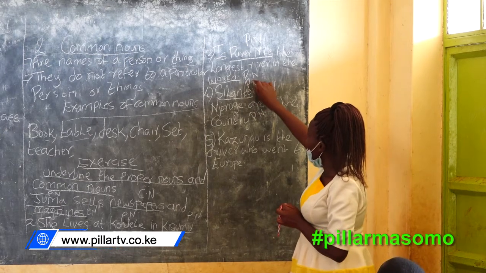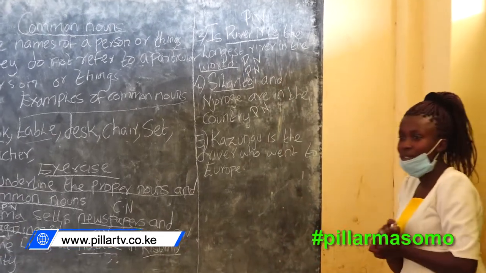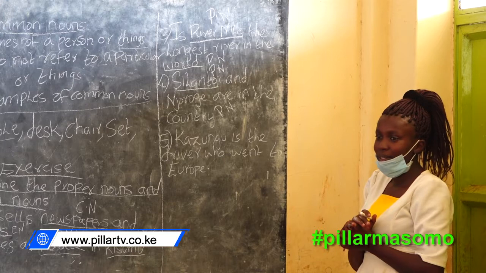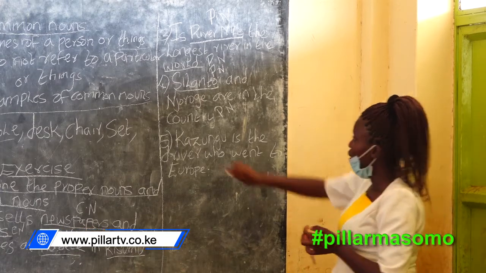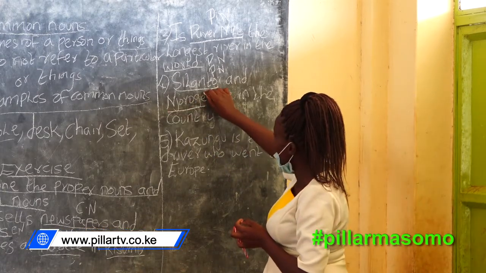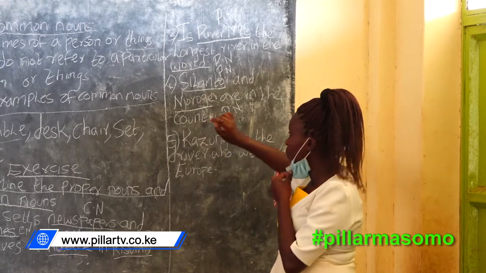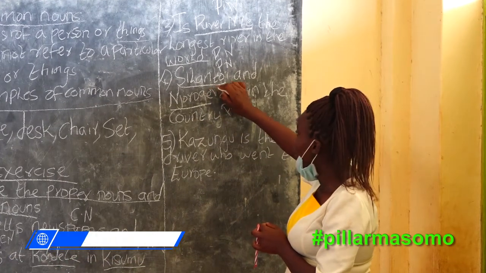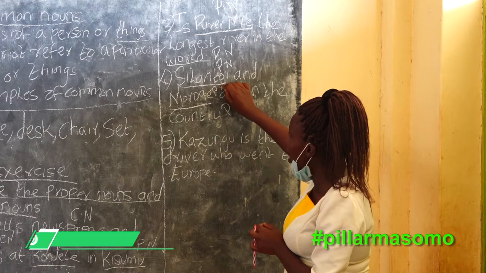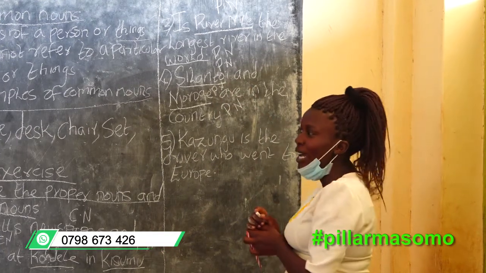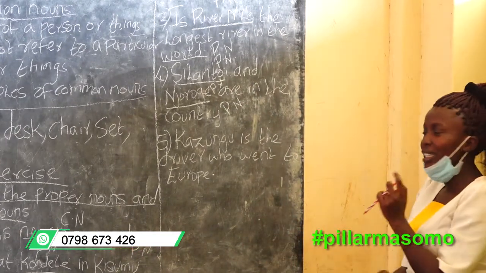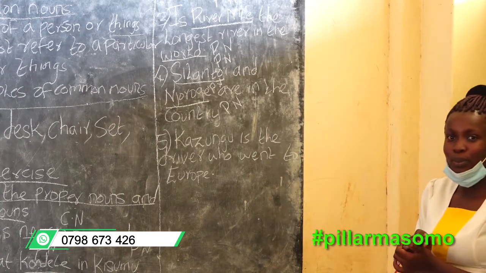Okay? Yes. We have another. Which one, Joy? Joroge. Joroge is a? Pronoun. Not pronoun. Proper noun. Proper noun. Next.